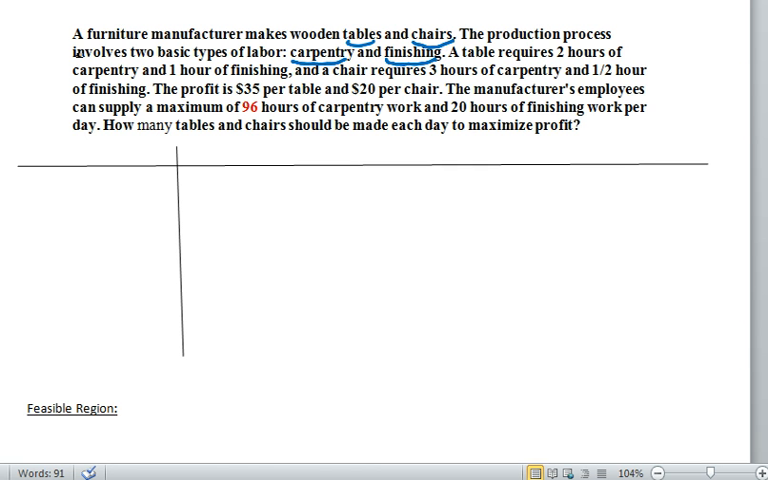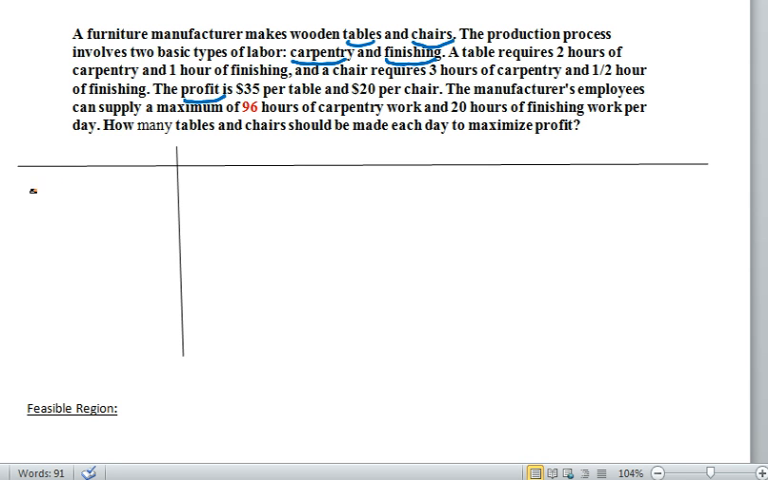A table requires 2 hours of carpentry and 1 hour of finishing. A chair requires 3 hours of carpentry and half an hour of finishing. The profit is $35 per table and $20 per chair. The manufacturer's employees can supply a maximum of 96 hours of carpentry work and 20 hours of finishing work per day. How many tables and chairs should be made each day to maximize profit?